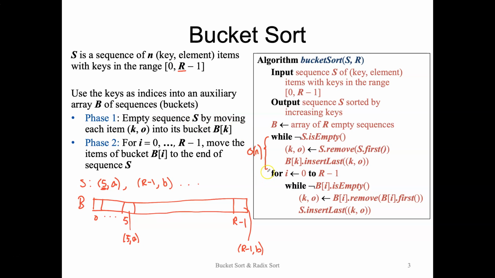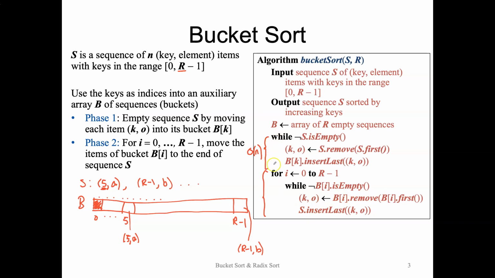So now let's see what we do in the second phase here. We go through each cell of this larger array B, from 0 all the way up until the end, r minus 1, and we're going to check to see, is there anything stored at that cell? For example, just with this small sequence, we never stored anything here. We don't know that yet until we're finished, so we're going to check every cell of this array. If there is anything stored at that cell, then we're going to take whatever is at the beginning of it and put it back into our sequence.